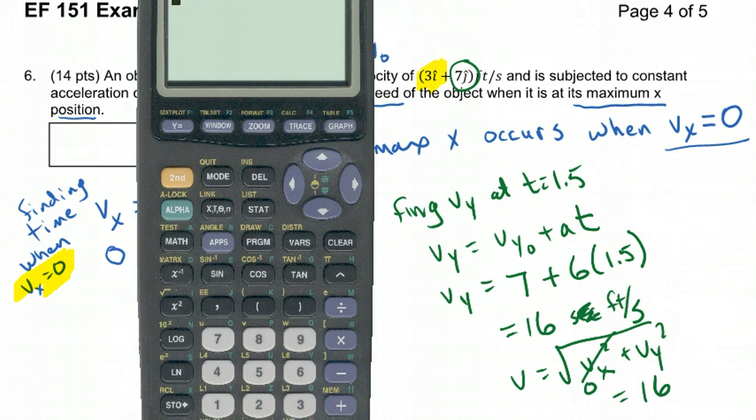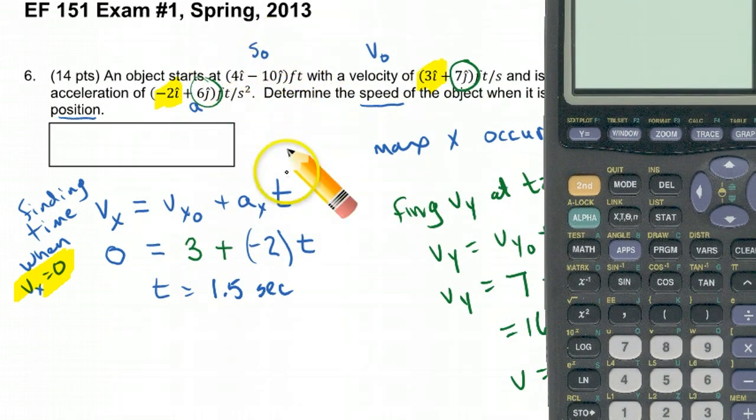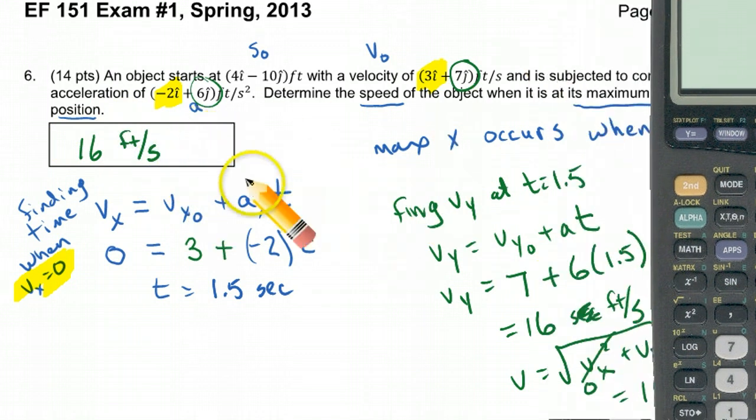Okay, this one was a very easy problem if you understood the concept. You didn't need to use any information about S0. We were asked for the speed. Okay, if we were asked for position, we would have had to plug our time into constant acceleration equations and get X and Y positions and then work with those. But in this case, very easy, 16 feet per second. Speed when the object is at its maximum position.